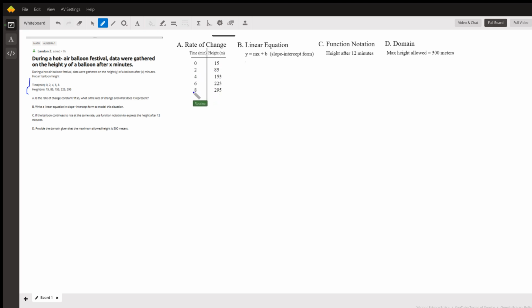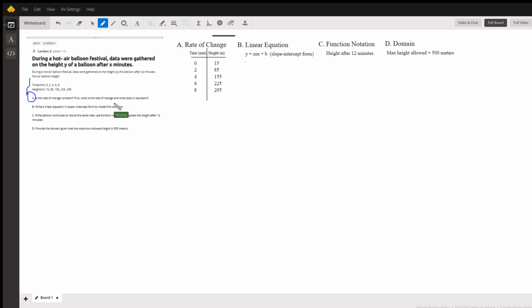You always want to get your variables in the right column. That is always going to be very important to get the rest of this problem correct. Now that we have our table, let's answer the question in part A. It says, is the rate of change constant? If so, what is the rate of change and what does it represent?